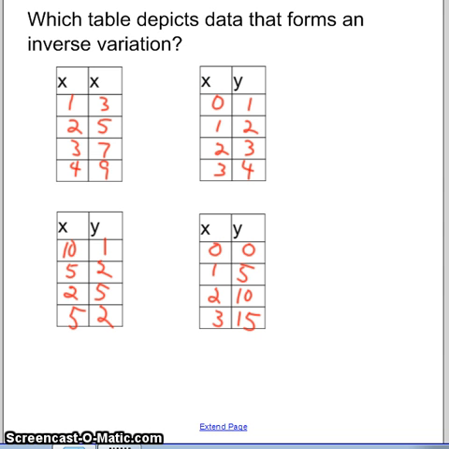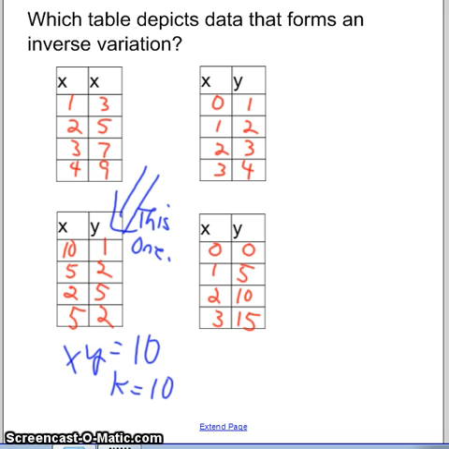Which table depicts data that forms an inverse variation? Remember, inverse variation, x times y, has to be the same thing. And the one that works is the one on the bottom left. 10 times 1 is 10, 5 times 2 is 10, 2 times 5 is 10, 5 times 2 is 10. The equation for this table is x times y equals 10. This is your form of inverse variation, and in this case, k is 10.